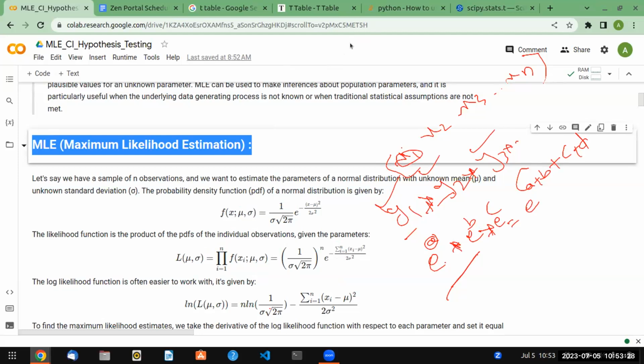What happened to my eraser? Guys, something is wrong. Are you guys able to see my screen? Yes, Ashley. Okay.